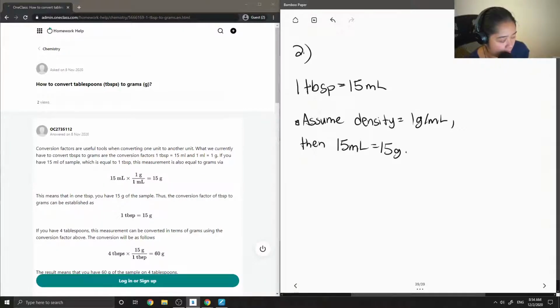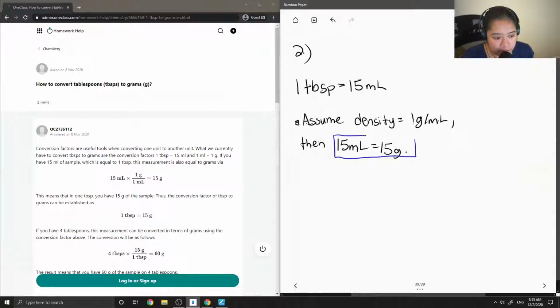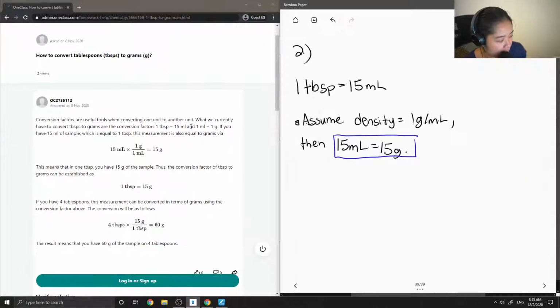So it just depends if density is given in the question. If you had a more dense substance, like a tablespoon of honey versus a tablespoon of water, the water would be 15 grams, but the honey is heavier than the water, so it would probably be around 17 or 18 grams. So it just depends on the density. But by assuming the density is just 1, we can easily convert milliliters to grams since they have the same value. Let's see what the junior tutor said.